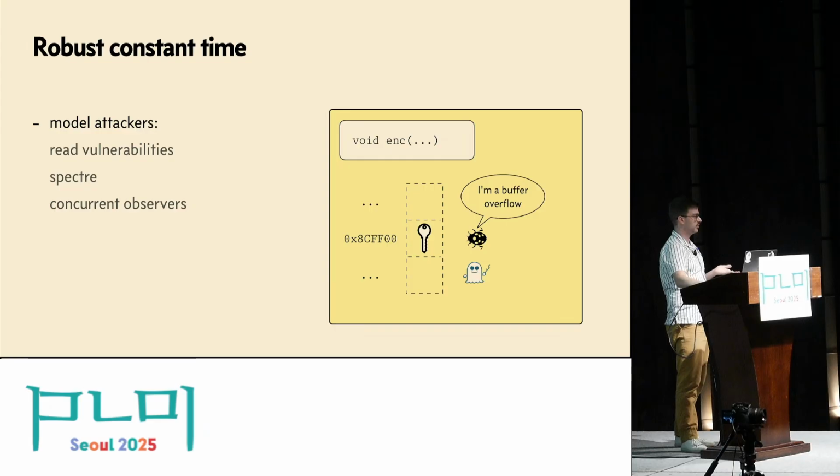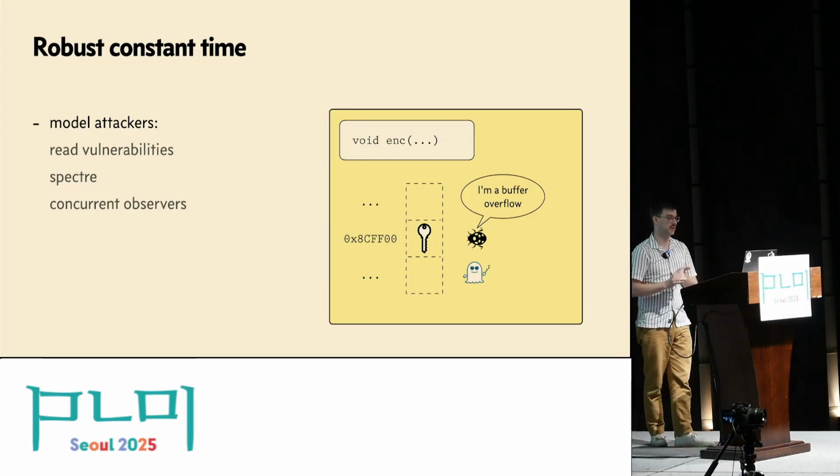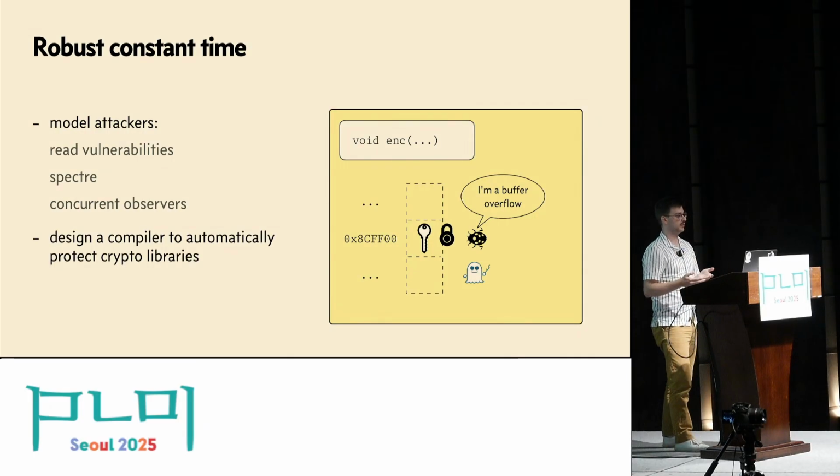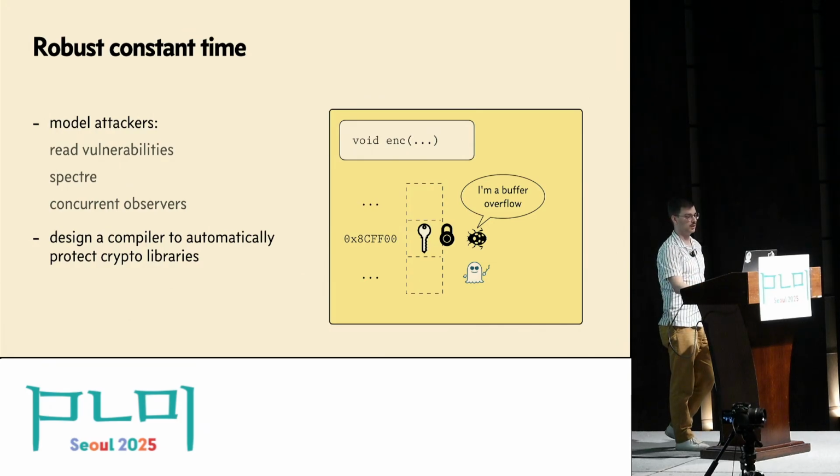So are there read vulnerabilities? Do you care about Spectre? Is there a concurrent thread who might be observing what's happening? And by doing this, we can capture which things a cryptographic library should be concerned about. And further, we use this to design a compiler that lets us pull these security concerns out of the library itself and automatically protect cryptographic libraries.